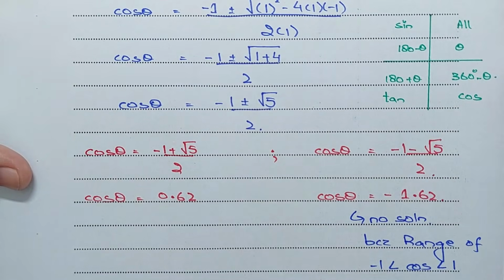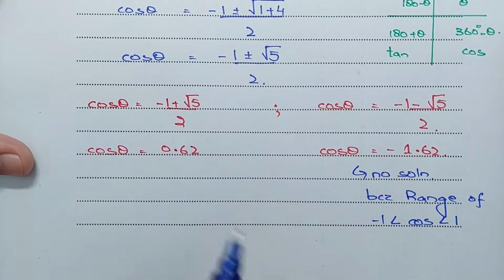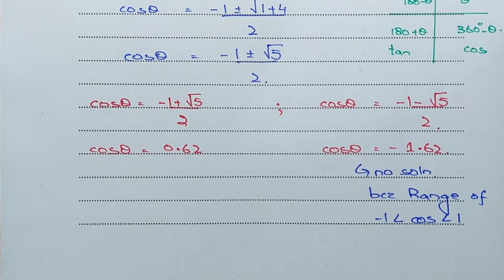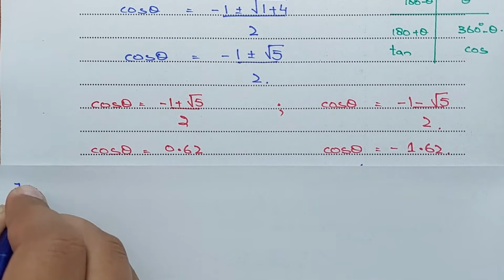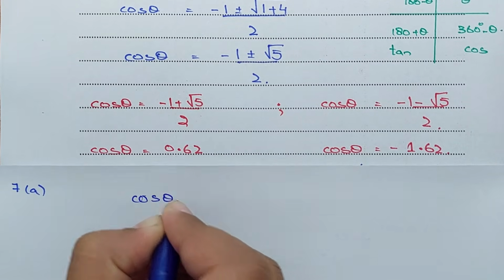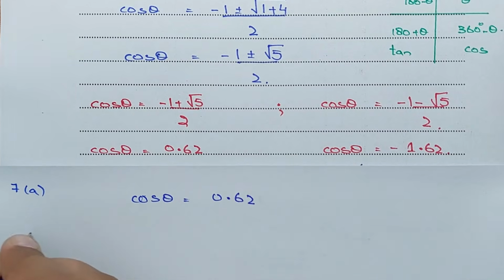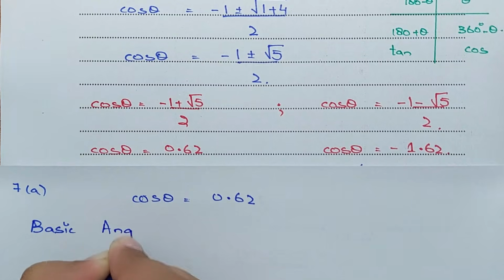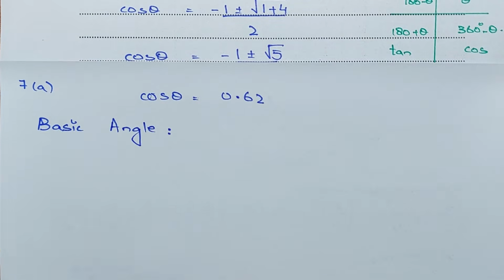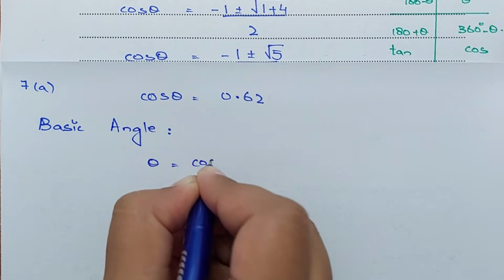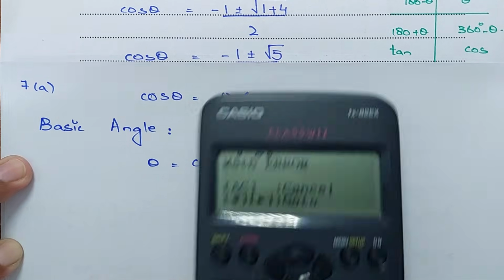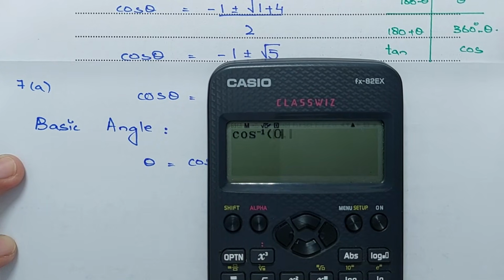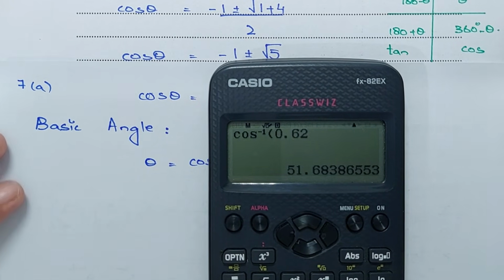Theta is basically the basic angle, right? Now let me solve for the basic angle from here. So let me arrange this equation. So cos theta is equal to 0.62. So solve for the basic angle. The basic angle theta would be equal to cos inverse of 0.62. Cos inverse 0.62, that is 51.6.